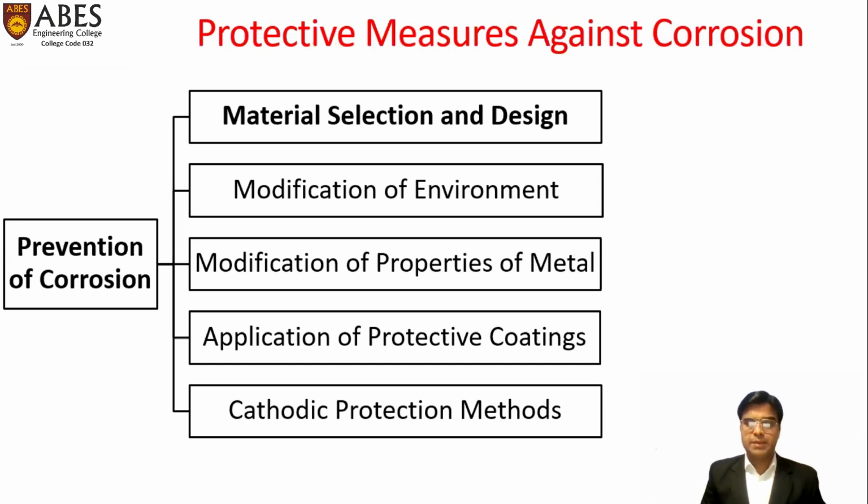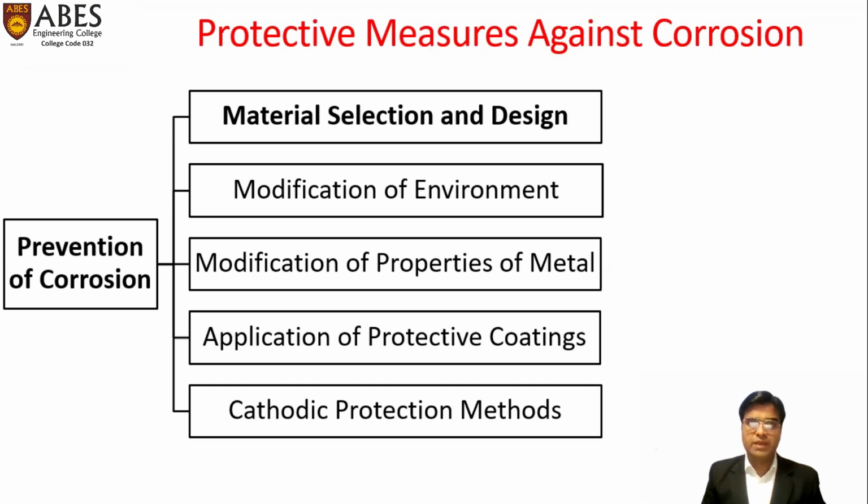Corrosion is an undesirable process. It causes the loss of money and it may also cause the loss of lives. So it has to be prevented. To prevent the corrosion, there are several methods which are listed here in the slide. One of them is the material selection and design. It means we can choose a proper kind of material to prepare the object, to prepare the structure, and we can design the structure in such a way that it can prevent corrosion.